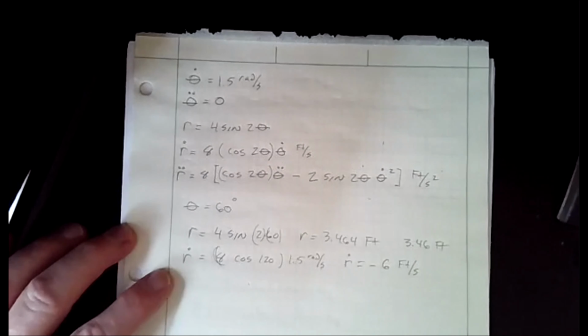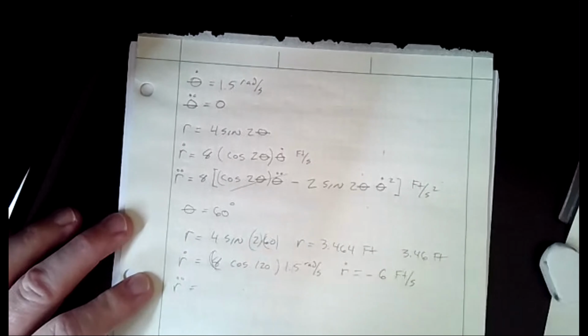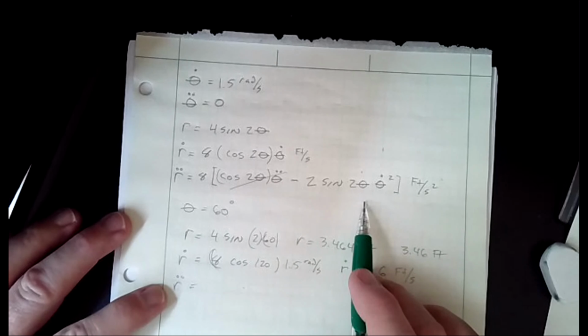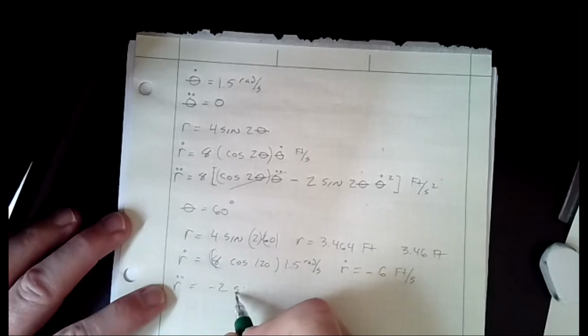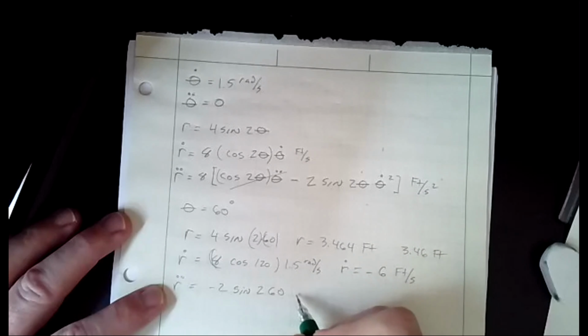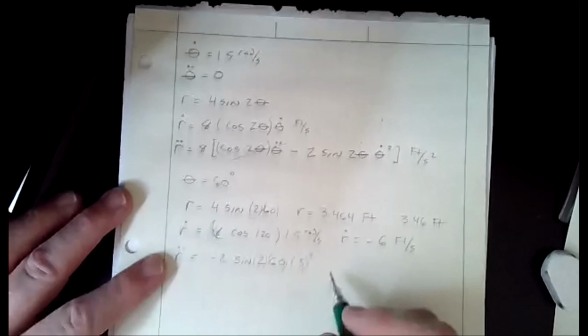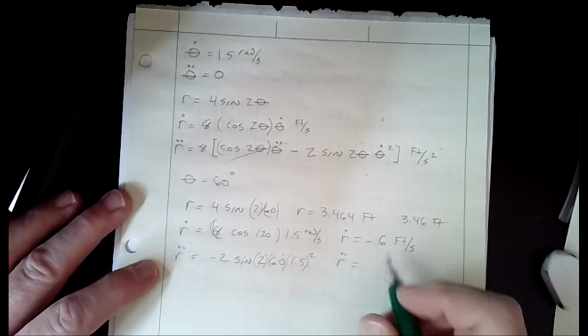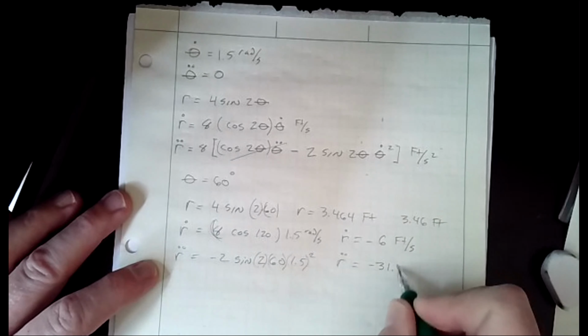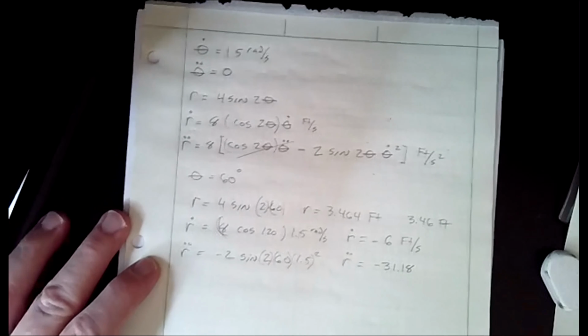Then if we do R double dot, we put it all in this equation again. We know that this is 0, so that first term disappears, so we can cross that out. And then we just have minus 2 sine 2 times 60 times 1.5 squared. And so we end up with R double dot equals negative 31.18, or negative 31.2.